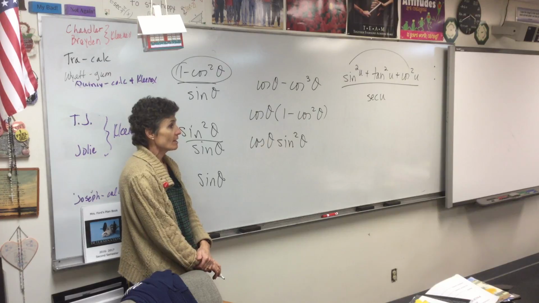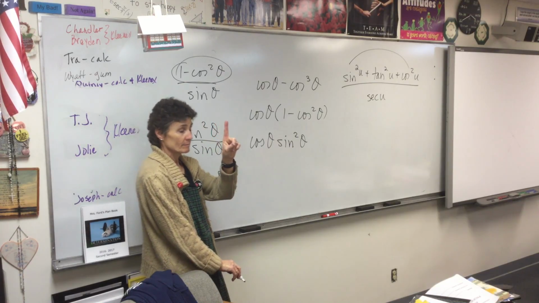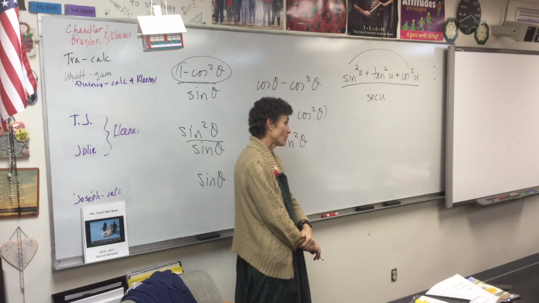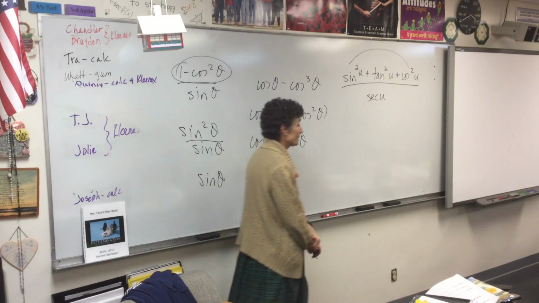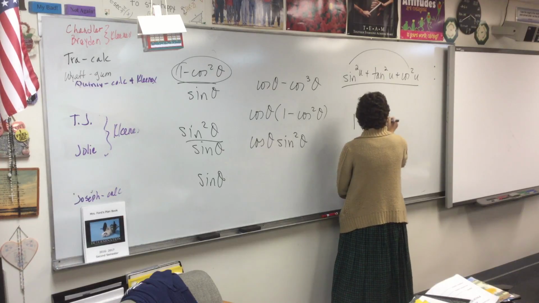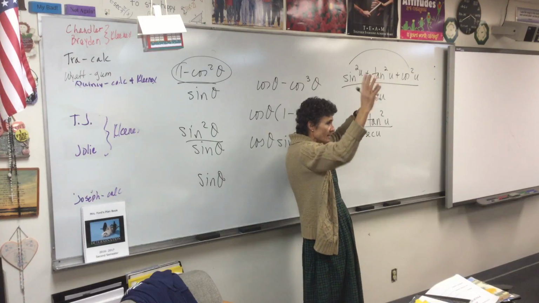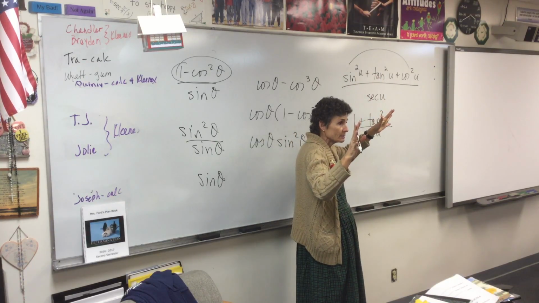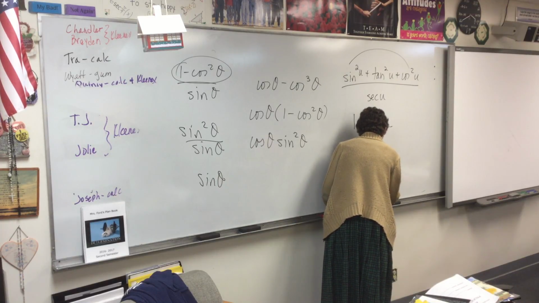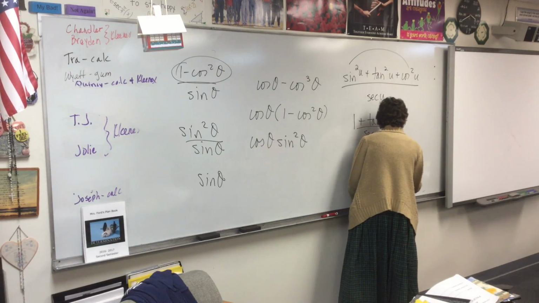Sine squared plus cosine squared. That's one. That's your Pythagorean identity. Sine squared plus cosine squared equals 1. So it's just tangent. So now I have 1 plus tangent squared over secant. What's 1 plus tangent squared? Secant squared. So now I've got secant squared over secant, which just reduces to secant.